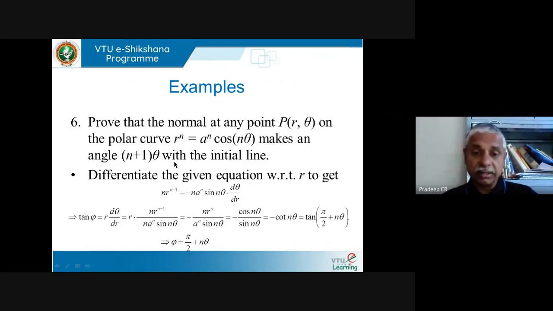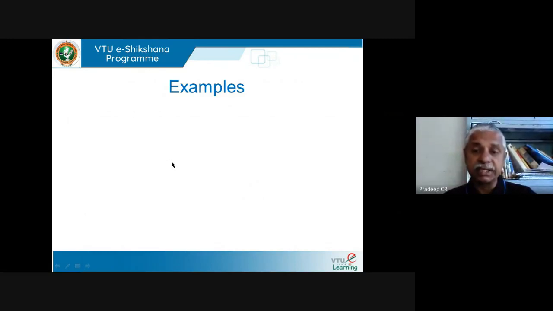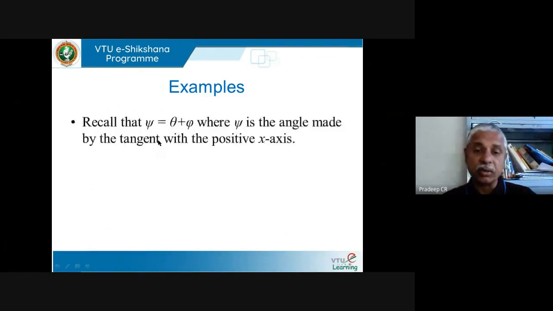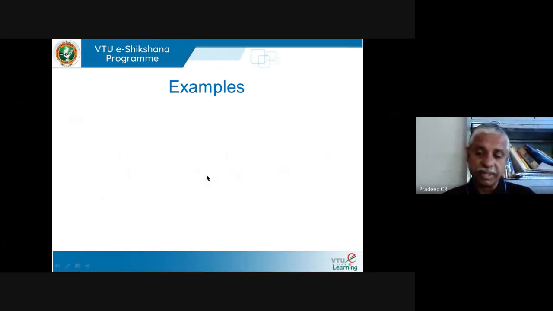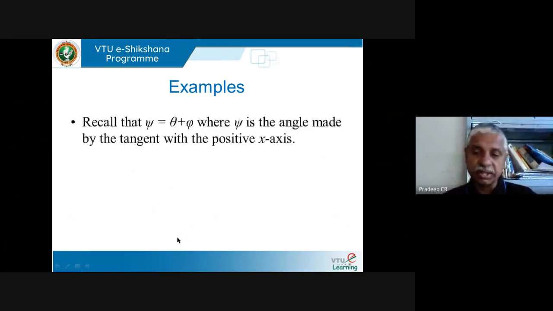But now I want the normal and the initial line. How do I do that? Recall, psi is the same as theta plus phi. Psi is the angle made by the tangent with the positive x-axis. Hence, the angle between the tangent and the initial line is psi. Psi is theta plus phi. Phi, as we just saw, is pi by 2 plus n theta. So I'll substitute this in here, and I'll get this much.